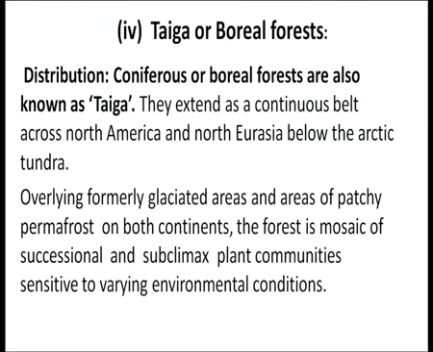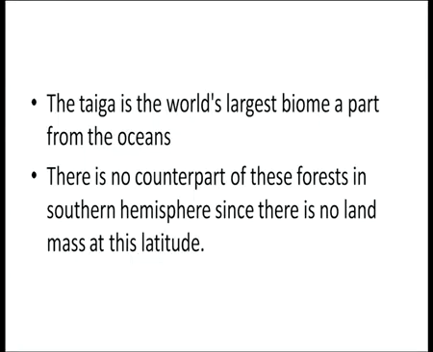The next is coniferous boreal forests, which are also commonly known as taiga. They extend as a continuous belt across North America and Eurasia below the Arctic tundra. Overlying formerly glaciated areas and the areas of patchy permafrost on both the continents, the forest is a mosaic of successional and subclimax plant communities sensitive to the varying environmental conditions. The taiga is the world's largest biome apart from the oceans. There is no counterpart of these forests in the southern hemisphere since there is no land mass on this latitude.